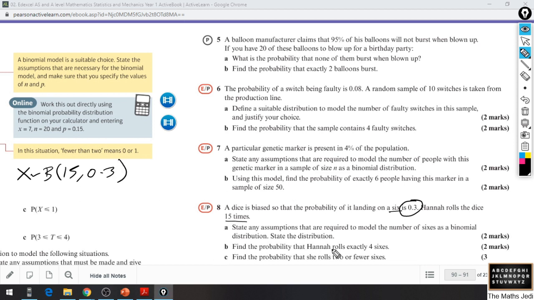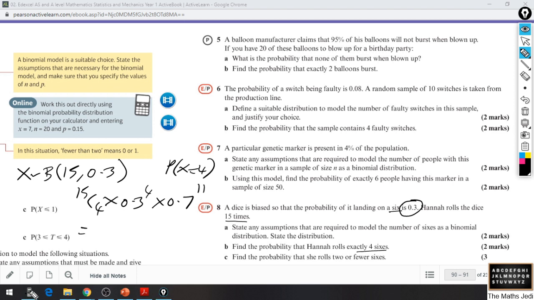Part B says find the probability that Hannah rolls exactly 4 6s. So we're being asked for this. What are the different sequences that we can use? How many different ways can that happen? 15 choose 4. I hope you're getting the hang of this. Number of successes, 0.3 to the 4. Number of failures, 0.7 to the 11. Again, checking that these two indices always add to that.